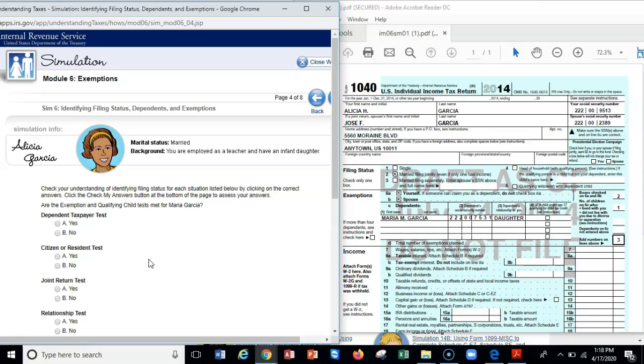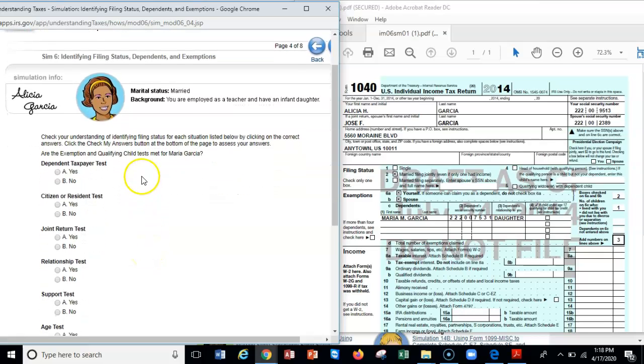Like I say, in order to take my course, the test is, are you an Arlington High School math model student? If you say yes, then you're qualified to take my course. Okay, you passed that test. That's what that means. So let's take a look at this. Are the exemption and qualifying child tests met for Maria? Dependent taxpayer test. Yes, Maria is a dependent.